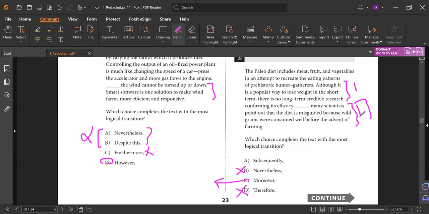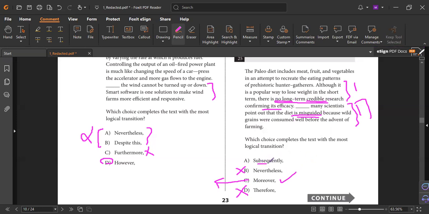Let's see why. It says here, there is no long-term credible research confirming its efficacy. There is no strong evidence. The following says the scientist says the diet is misguided. It means there is no strong evidence because wild grains were consumed well before the advent of farming. So this is a supporting detail to prove something before, for no long-term credible research. Here, no long-term credible research means misguided. That means we add details, not opposites. So letter C is the best.